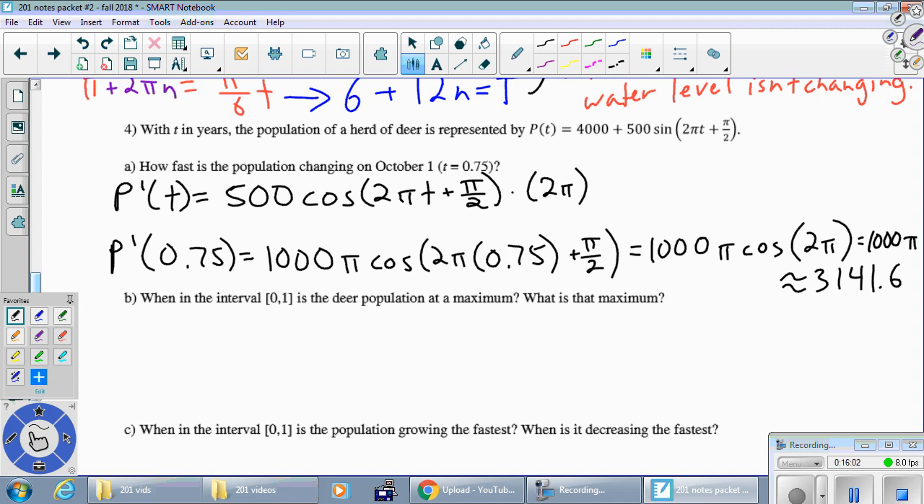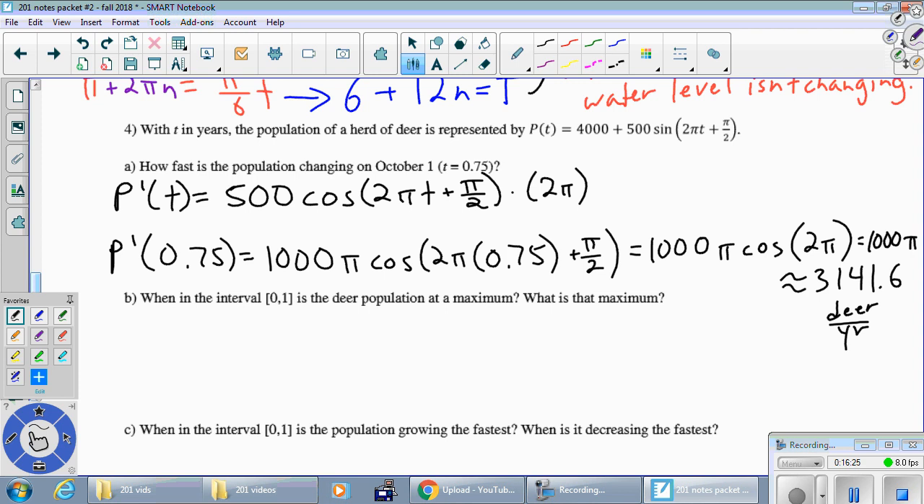We could put some units here, right? This is the derivative. So that means it's the output units over the input units. This is the population per year. So deer per year. So that means that the population is growing at roughly 3,141 deer per year on October 1st, at that one moment in time.